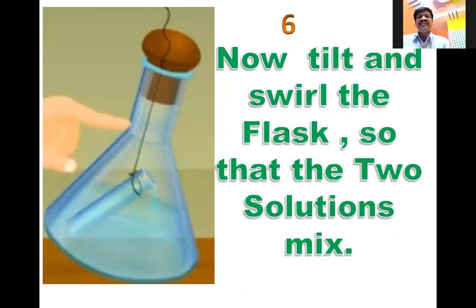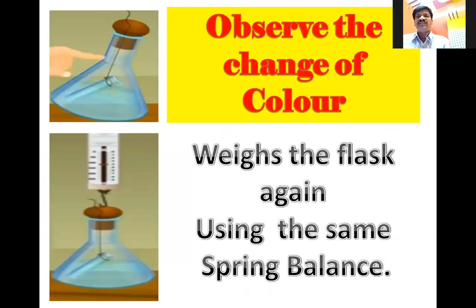After that, we tilt and swirl the flask. The small test tube will be tilted and the potassium iodide poured into the lead nitrate, and the two chemical solutions will be mixed. After mixing these two, a chemical reaction will occur, and we observe what color change happens here. Observe the change of color. And after completion of the chemical reaction, once again hang this apparatus on the spring balance and note down the weight of the apparatus.